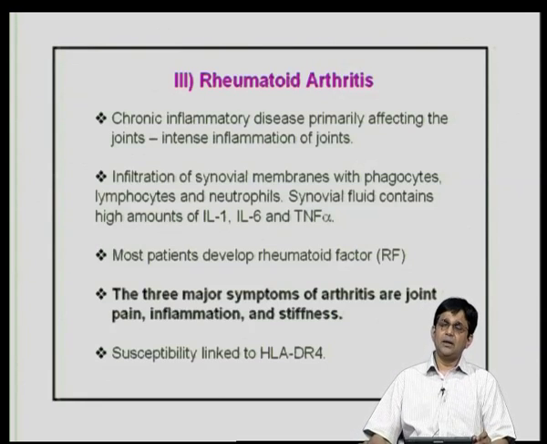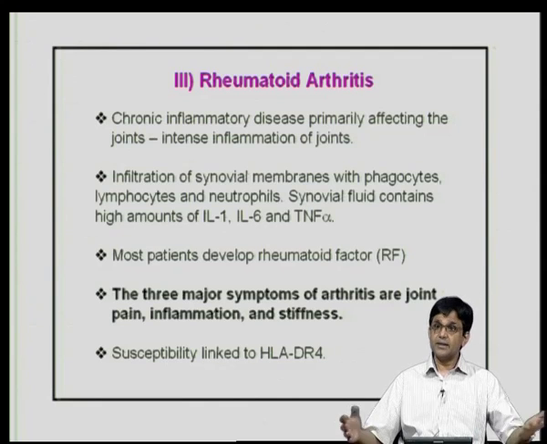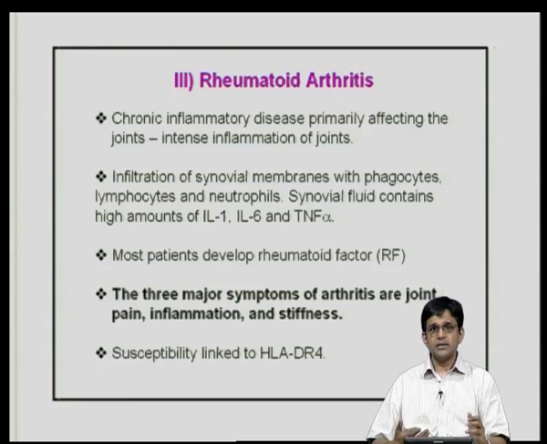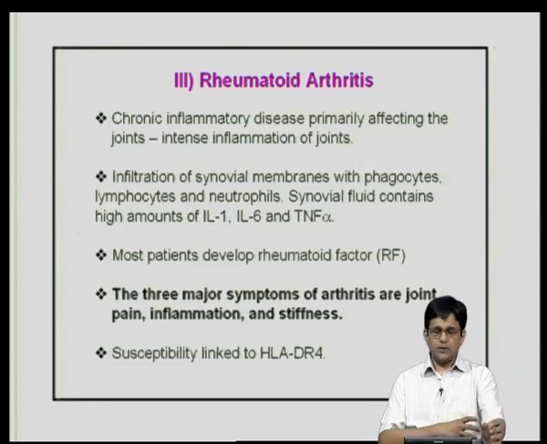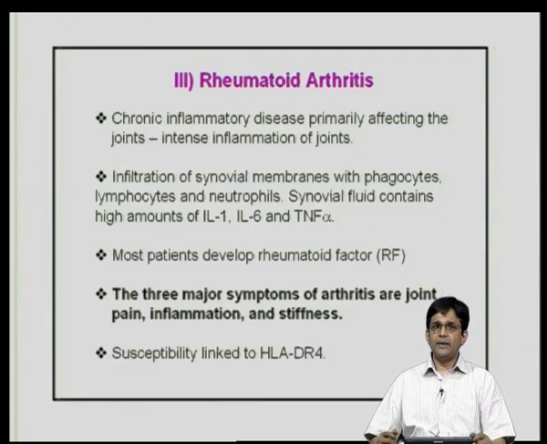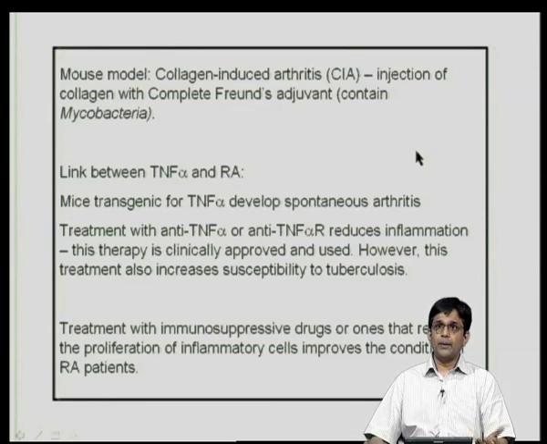The third disease that we will go over is rheumatoid arthritis, and arthritis, as you know, is inflammation of the joints. The major symptoms are joint pain, inflammation, and stiffness, because your joint function is affected. What is interesting to note is that it is an immune reaction, because if you take the fluid from these joints, it will contain high amounts of the cytokines IL-1, IL-6, and TNF, because these are being produced by the immune cells. As was mentioned previously, rheumatoid arthritis is linked to MHC.